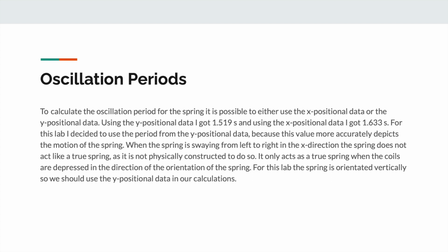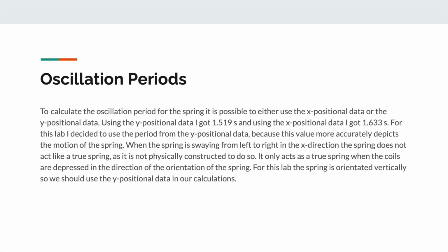And finally, we'll end by talking about oscillation periods. To calculate the oscillation period for the spring, it is possible to use either the x positional data or the y positional data. Using the y positional data, I got 1.519 seconds, and using the x positional data, I got 1.633 seconds. For this lab, I decided to use the period from the y positional data because this value more accurately depicts the motion of the spring.